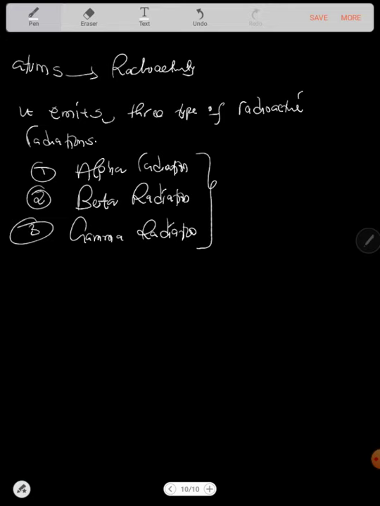Range in air is very short for an alpha particle. For a beta particle, it is short. While for an electromagnetic wave, which is a gamma ray, it is very long because that's a wave.